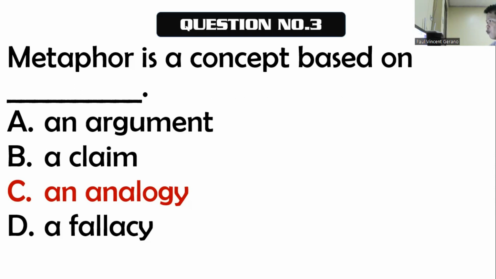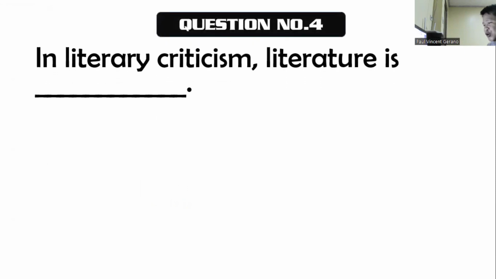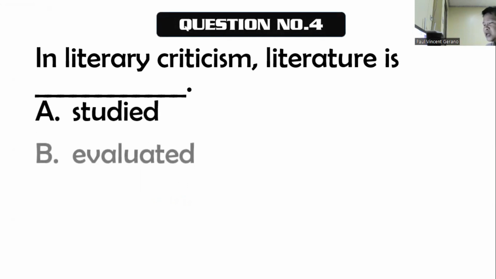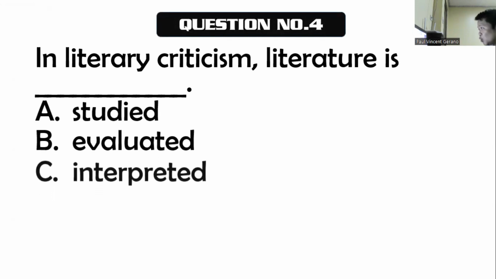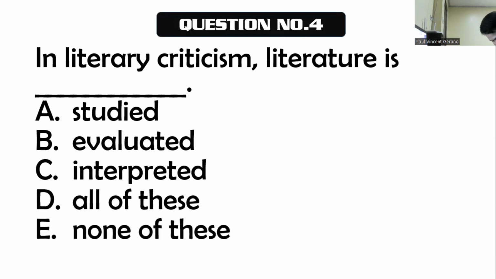Next, question number 4. In literary criticism, literature is A, studied, B, evaluated, C, interpreted, D, all of these, E, none of this. What's the answer? Okay, the correct answer is letter D, all of this. So in literary criticism, literature is studied, literature is evaluated, and literature is interpreted.